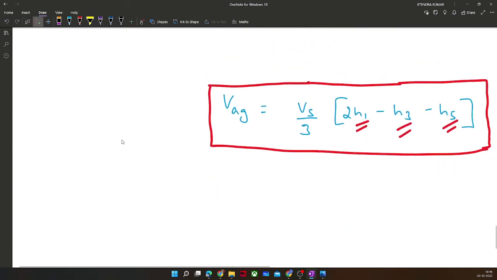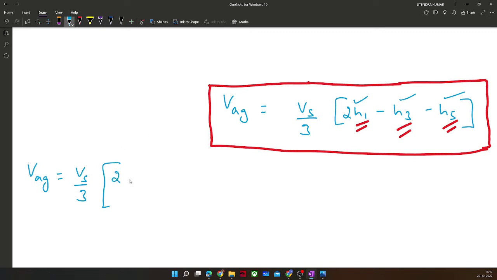We now know VAG is Vs by 3 into 2H1 minus H3 minus H5. We know H1, H3, and H5. Now we will just put it here. So VAG is equal to Vs by 3 into 2H1.